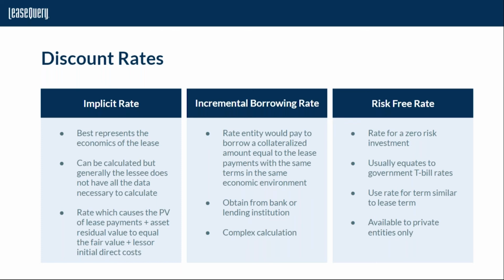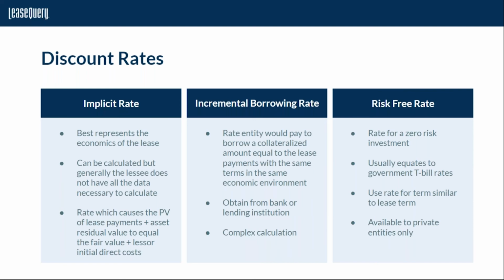Okay, so we've talked about the lease payments. Now let's talk about the discount rates. This is the other piece of the net present value calculation for the lease liability. ASC 842 states that the rate implicit in the lease is the preferred rate to use. This is the rate that best represents the intended economics of the lease. This is the rate that the lessor is charging.